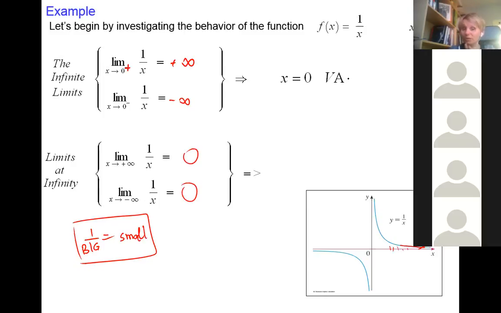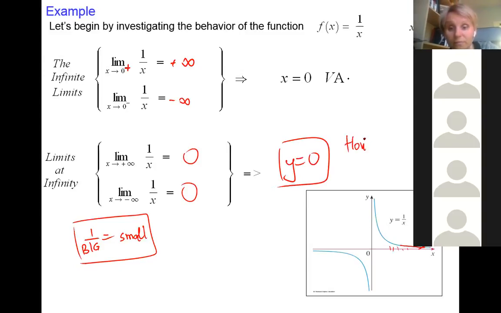Okay, and now the important thing for this section is the conclusion. If the limit at infinity is a finite number, this finite number is a horizontal asymptote. Horizontal asymptote. Okay, that's the main thing.